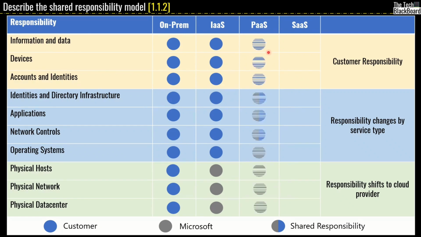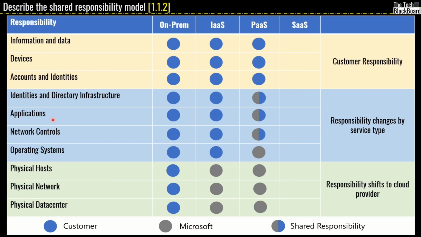Now let's take one step further towards PaaS, or platform as a service. And here we can see the responsibility of the cloud service provider now also includes the operating system. So here you can see now we have a gray dot, which represents that the operating system is now taken care of by Microsoft Azure. And now comes the interesting part.